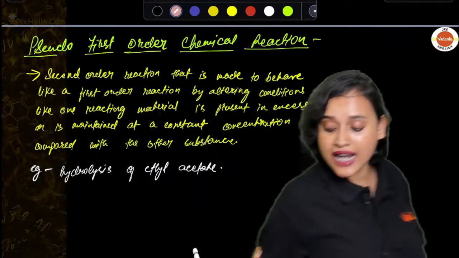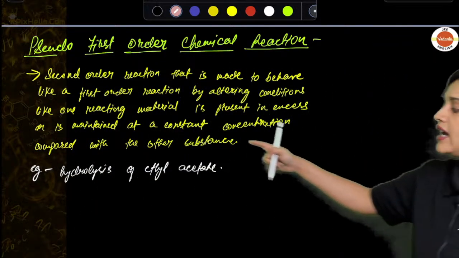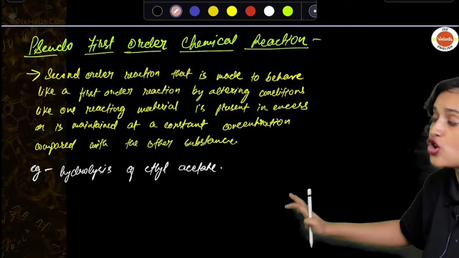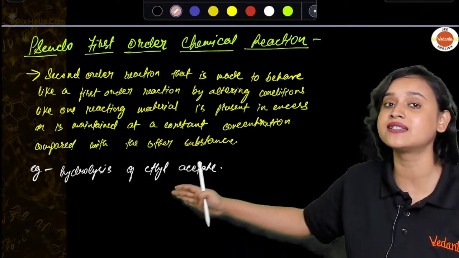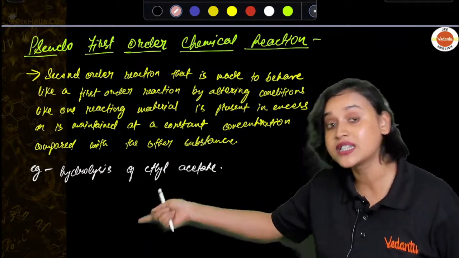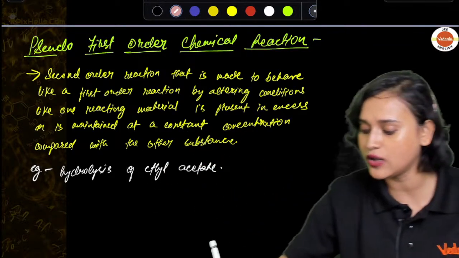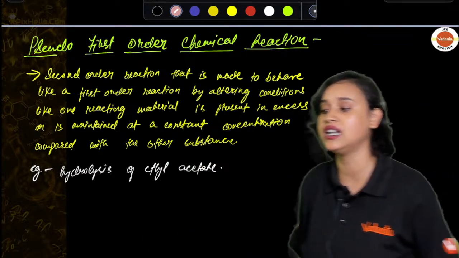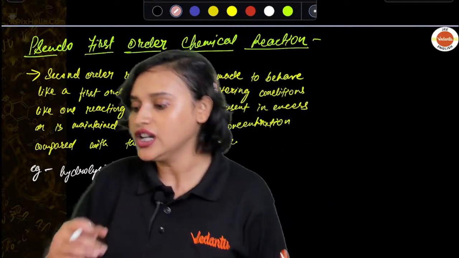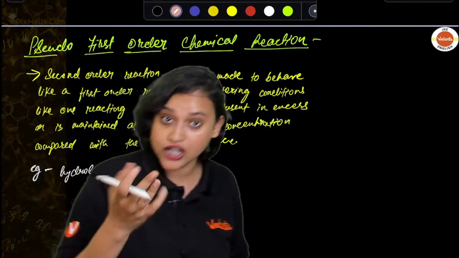The examples are there in your NCERT book, guys. To shorten the class, I am not writing the examples. There are many examples, and you must have seen them in your NCERT, that's why I skipped it. One example is hydrolysis of ethyl acetate, hydrolysis of ester. Another is hydrolysis of cane sugar, that is sucrose.